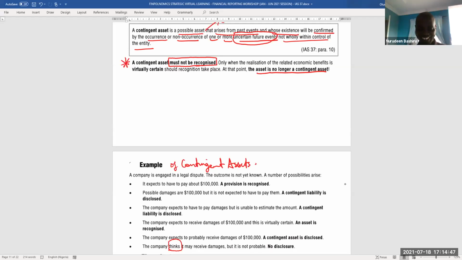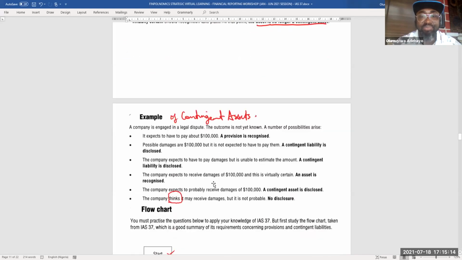Okay. Who does thinking help? Okay, I get it now. If your lawyer tells you he thinks you will get compensated, you should know that he's just buying time. Does that make it clear now?